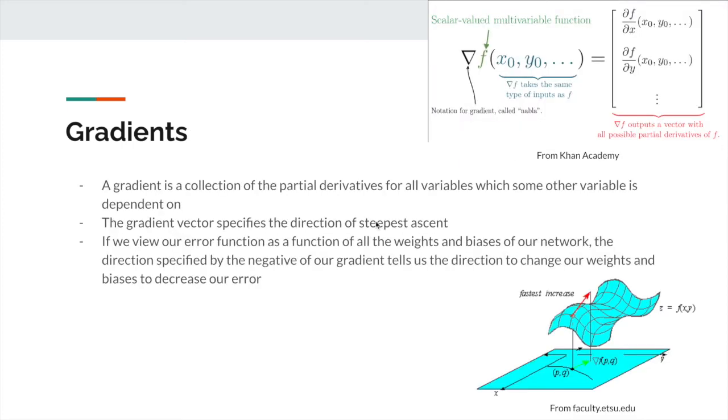And one thing is there's actually a proof of why the gradient vector is the direction of steepest ascent. I'm not going to go into that here, but if you take multivariable calculus, you'll learn about that.